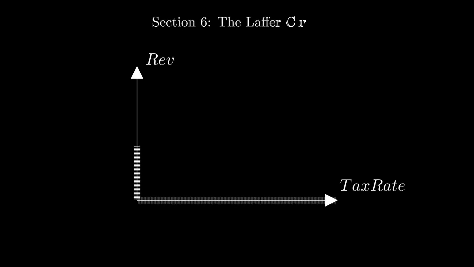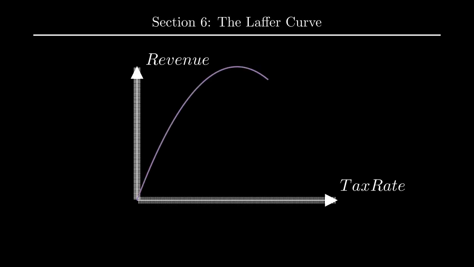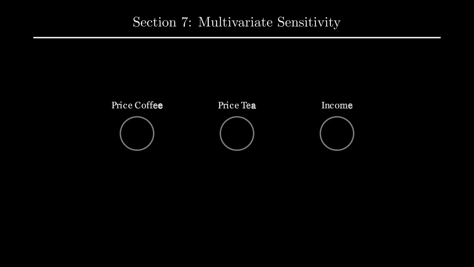Section 6. The Laffer curve and policy sensitivity. Governments use derivatives to set tax rates. The Laffer curve suggests that at a 0% tax rate, revenue is 0. At 100%, it's also 0 because no one works. Somewhere in between, there is a peak. The sensitivity of taxpayers to rate hikes determines where that peak lies. If the derivative of revenue with respect to tax rate is negative, the government is actually losing money by taxing more.